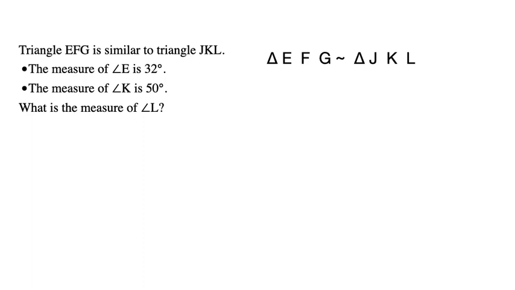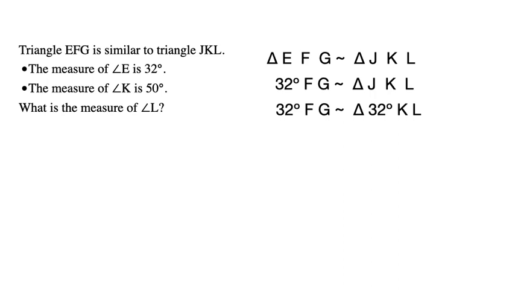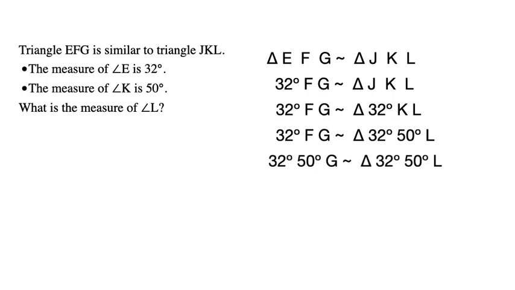Now, this is how I would solve this problem. I would rewrite the similarity statement, but in place of E, put the 32 degrees. And therefore, angle J also equals 32 degrees. Then in place of angle K, I would write 50 degrees. And the corresponding angle in the other triangle will also measure 50 degrees.